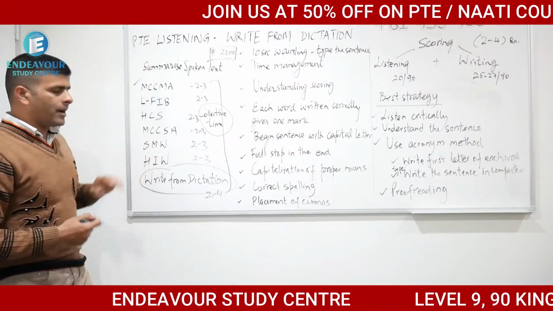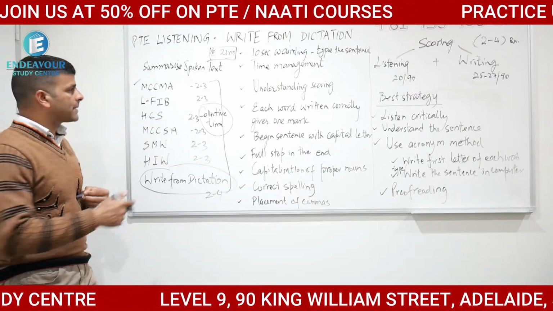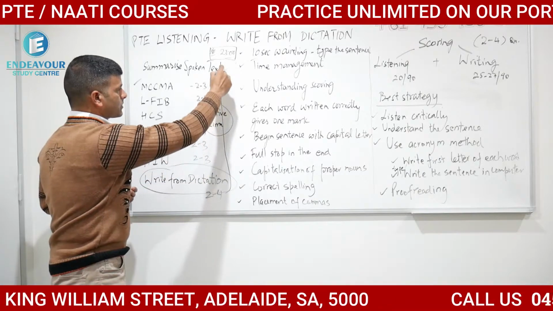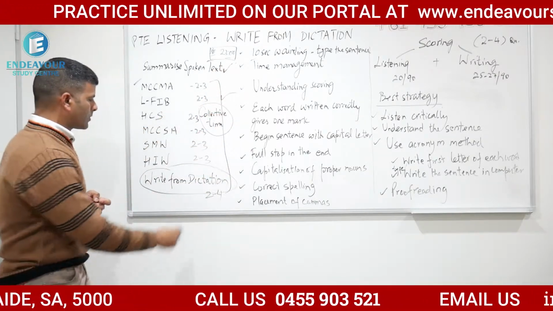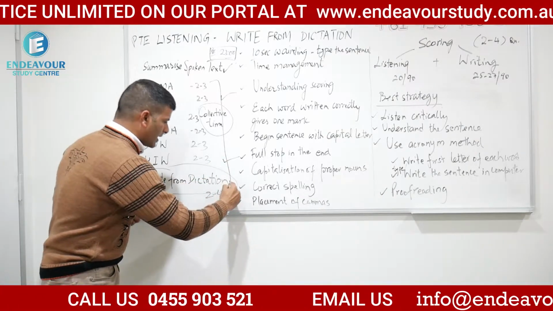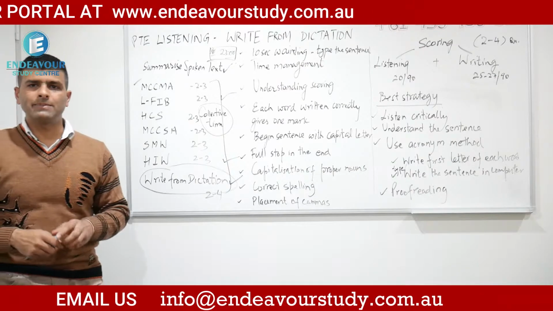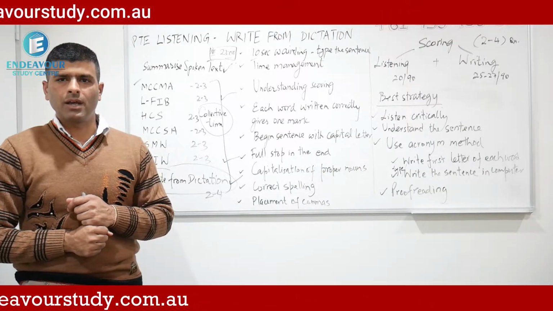Out of these question types in the listening module, we have 4 question types which have maximum weightage and can get you a 79 plus score: summarized spoken text, and then listening fill in the blanks, then highlight incorrect words, and then lastly write from dictation. So these 4 are the most important question types in the listening module. You need to focus on them for your 65 or 79 plus score.